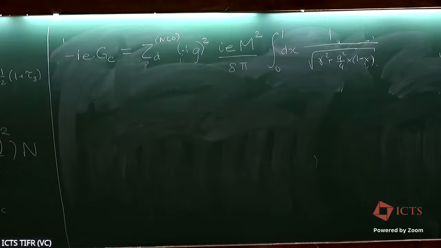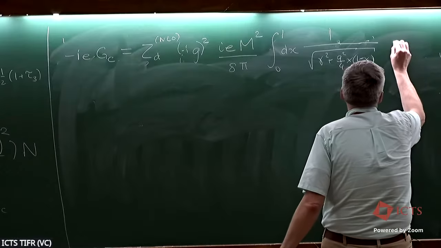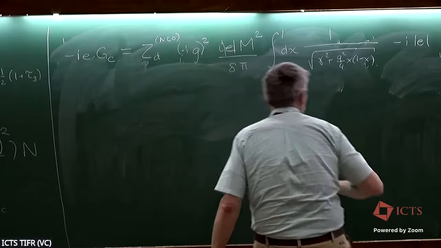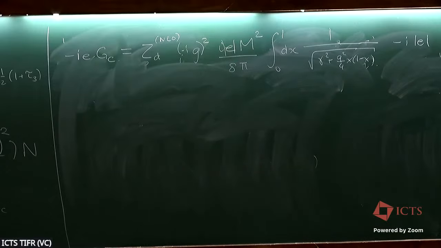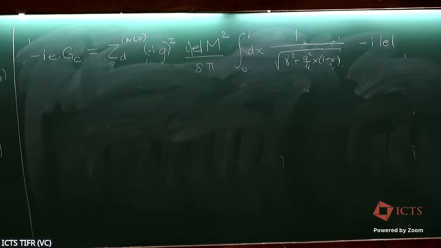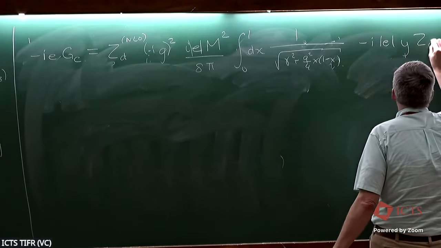And then the other thing that happens is we also have to include this minus i mod e times y. I'm being a bit inconsistent about whether I write mod e or not. And that's also going to get multiplied by the wave function renormalization at NLO.